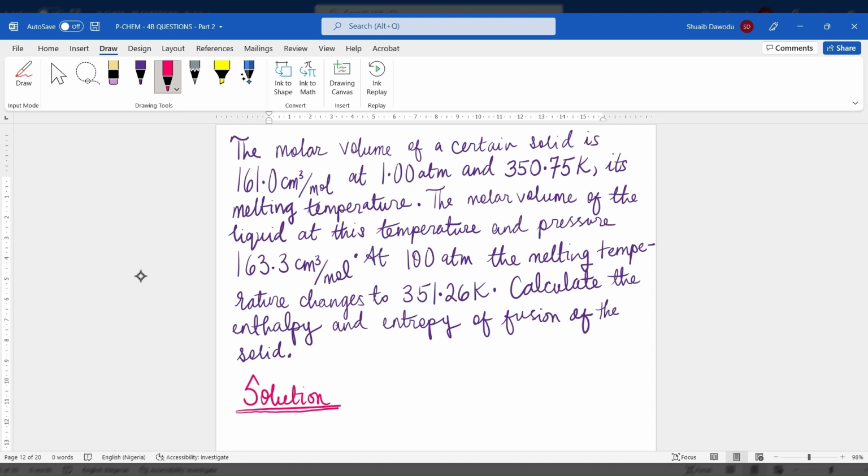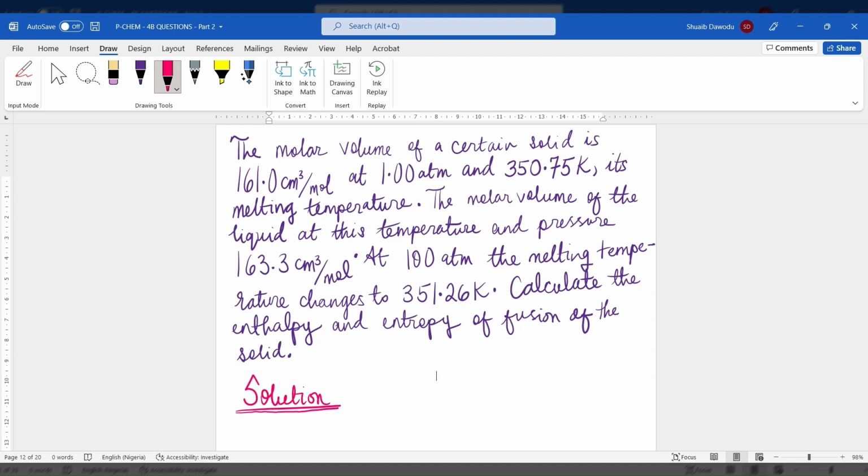The molar volume of a certain solid is 161.0 centimeter cube per mole at 1.00 atm and 350.75 Kelvin. This is its melting temperature. We're also told the molar volume of the liquid at this temperature and pressure. So at the same temperature of 350.75 Kelvin and the same pressure of 1.00 atmosphere, we have a different molar volume of 163.3 centimeter cube per mole.